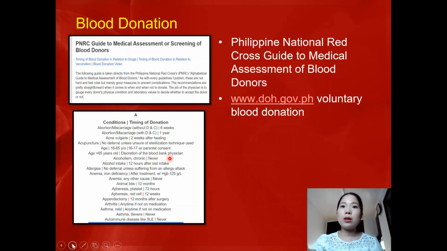However, those with just occasional alcohol intake may donate at least 12 hours after the last alcohol intake. So you will see all of these on the website of the Philippine National Red Cross. We also have the frequently asked questions for voluntary blood donation, and it's available on the website of the Department of Health.